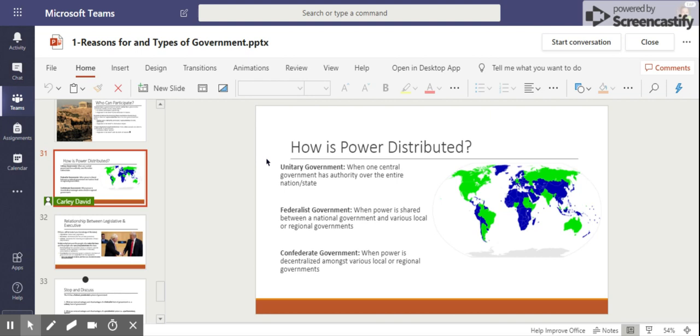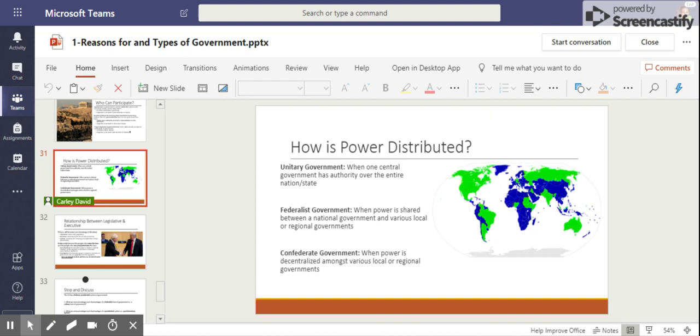So in America, the national government, the federal government, has certain powers, and then the state government has certain powers. And that's why it's a federalist government. Whereas in some place like the UK or Britain, they might have cities, and those cities might have governments, but basically they have to listen to whatever the national government does. So unitary just means that there's one central government that has authority over the whole nation. Federalist government, power is shared.